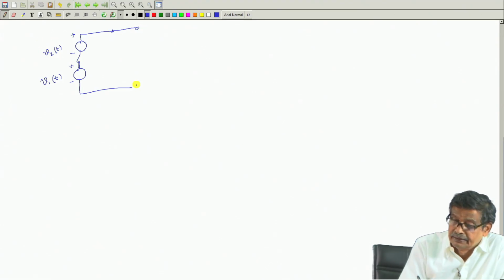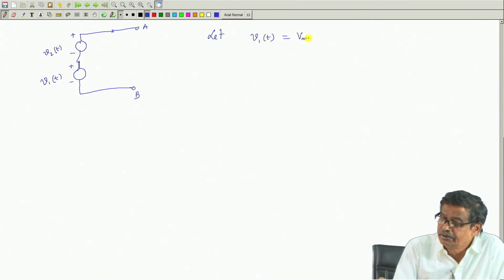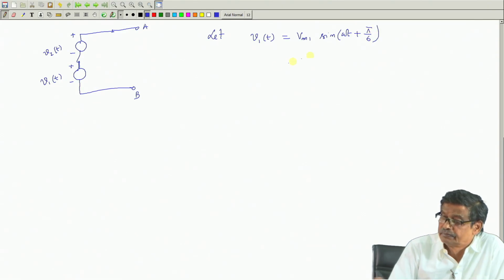And this is A, this is B. Suppose V1(t) is equal to Vm1 sin(omega t + pi/6).